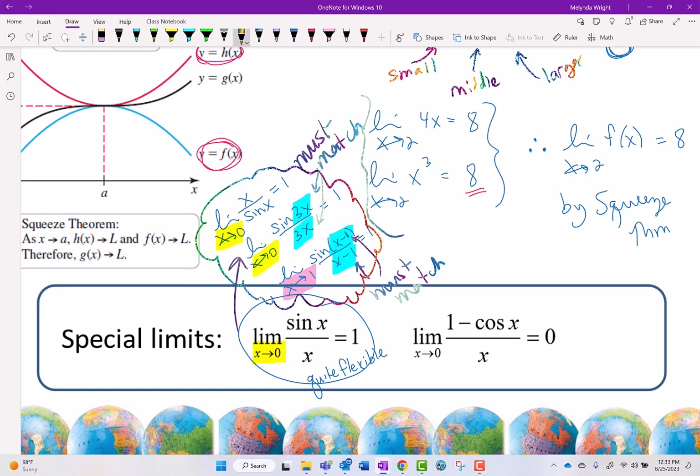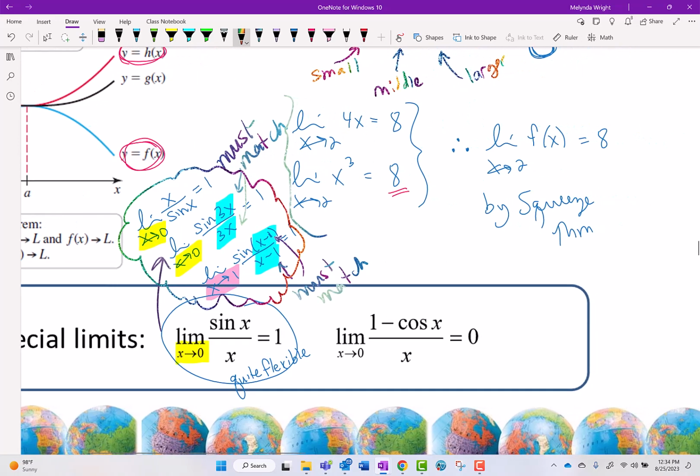The other one, the cosine one, is not really very flexible. I know, big surprise, right? For those of us that kind of know their personalities, like, yeah, not very flexible.